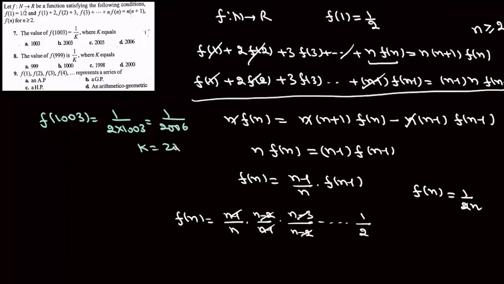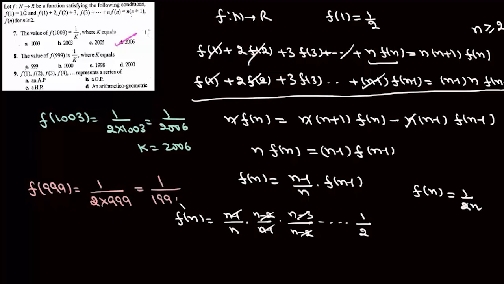So the value of k is 2006, and that's your option D. The second question is we need to find the value of f(999). So it'll be 1 upon 2 into 999, and there'll be 1000 minus 1. So there'll be 2000 minus 2, and it is 1998. So here the value of k is 1998, and that's your option C.